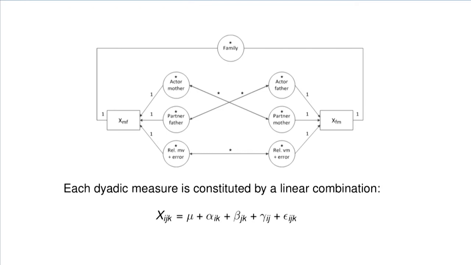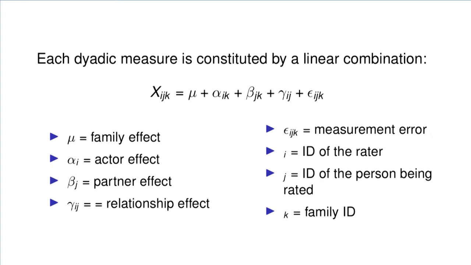Here you have the equation: a certain observation is the family effect, and then the actor effect, where K is for the family, I is for the rater, and E is for the person being rated. So you have the actor effect, the partner effect, the relationship effect of those two, the family effect, and then you have the measurement error. That is always, of course, the part of the variance that you cannot explain by the family, actor, partner, or relationship effect.